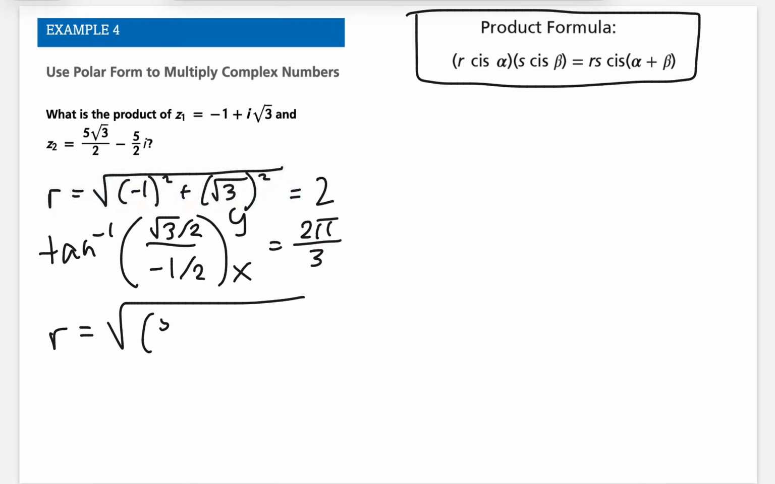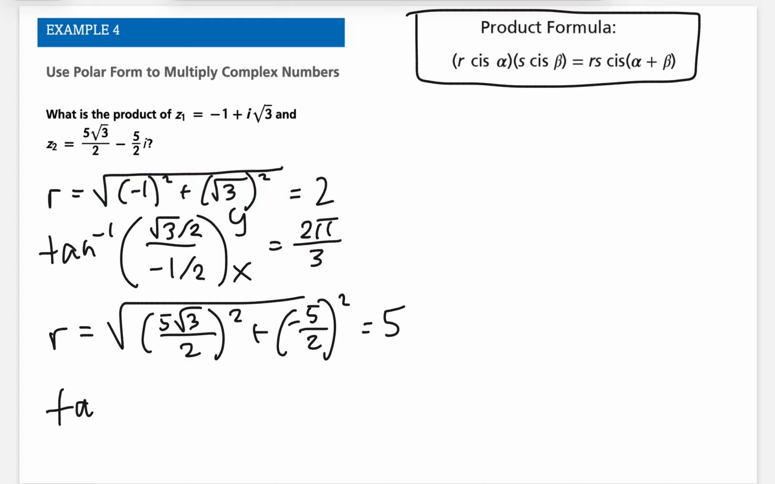So there's my first point, and then my second point, I'm finding the r by taking the square root of 5 square root of 3 over 2 squared plus negative 5/2 squared, and we're going to get 5. And then again, inverse tangent of negative 5 over 2 over 5 square root of 3 over 2.